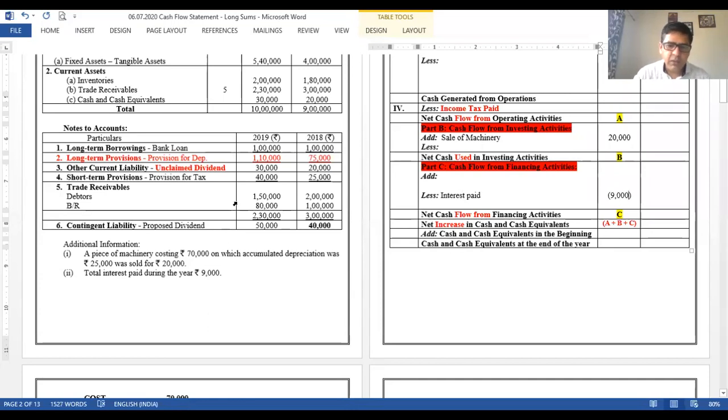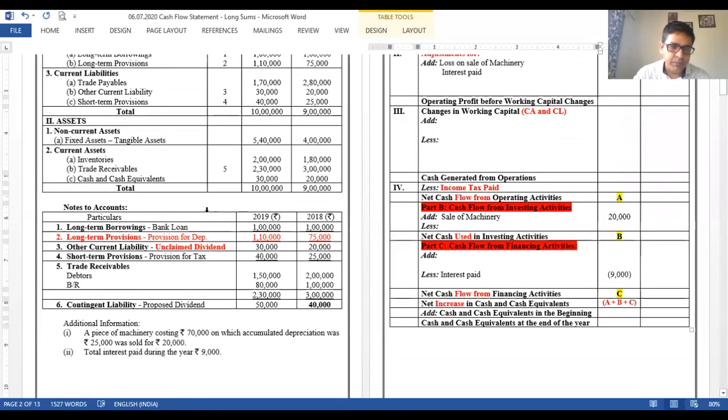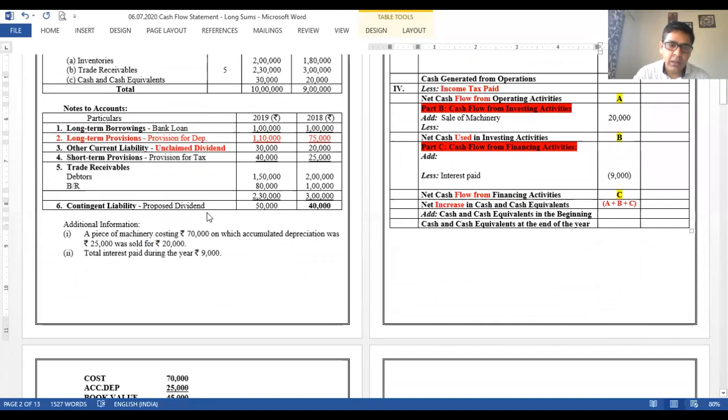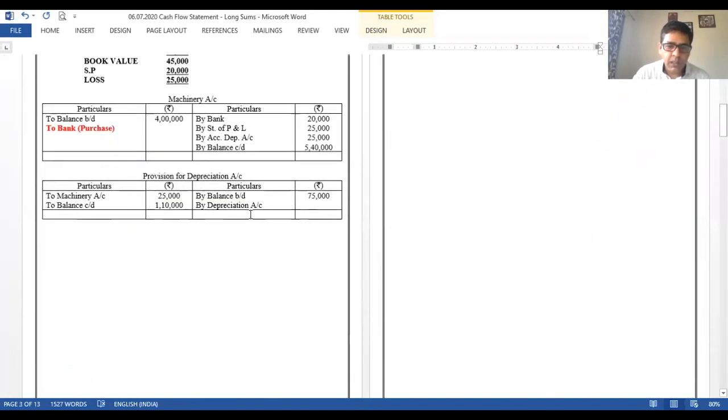So basically we are done with the two adjustments. One was about the sale of machinery along with the accumulated depreciation, and we were given the balance of accumulated depreciation and all, and that's why I have done so. And second is interest paid, right? So we are done with the two adjustments. Once we are done with the two adjustments, let us close this and get the difference. For difference also, I already mentioned bank over here.